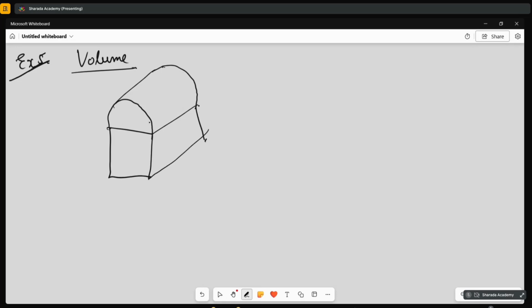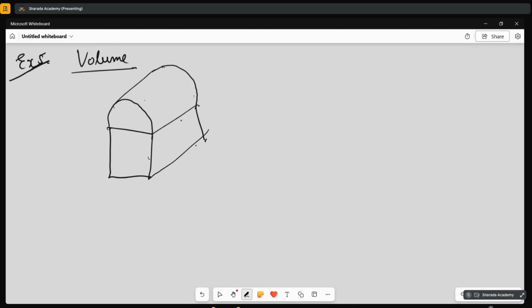It is something like this. So inside this, Shanta runs an industry in a shed which is in the shape of a cuboid surmounted by a half cylinder. Okay. So one upon the other is there.